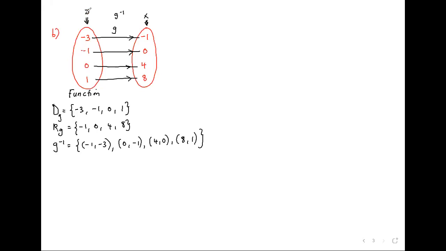So you just start with X, Y. Now your X becomes the Y. So just switch the coordinates. Then the domain of G inverse is simply equal to the range of G, which is -1, 0, 4, 8. And the range for G inverse is simply equal to the domain of G, which is -3, -1, 0, 1.